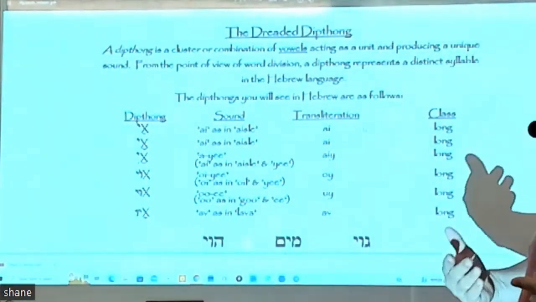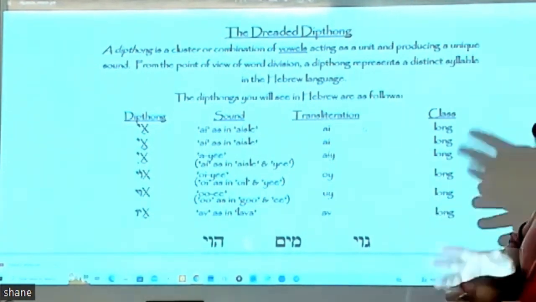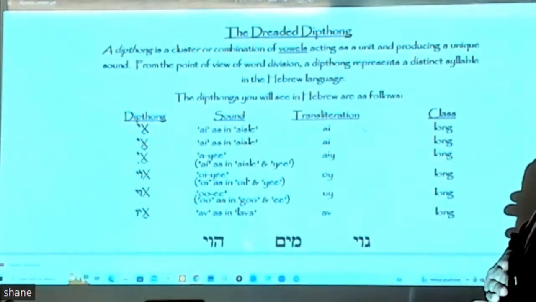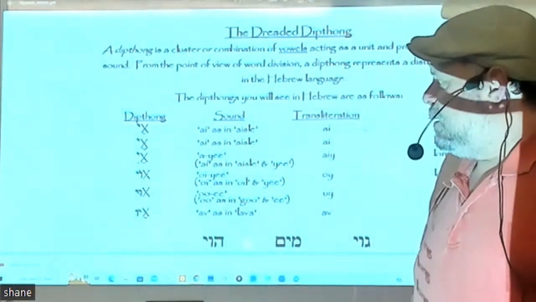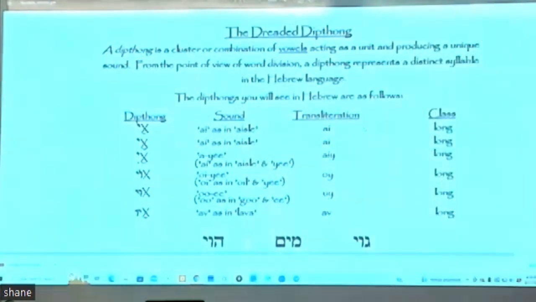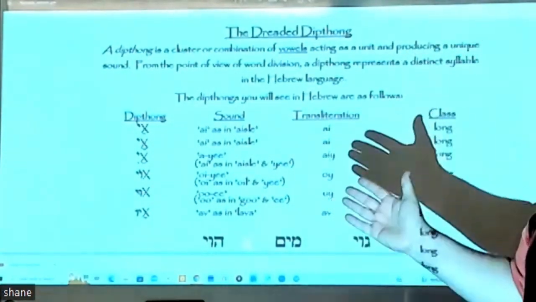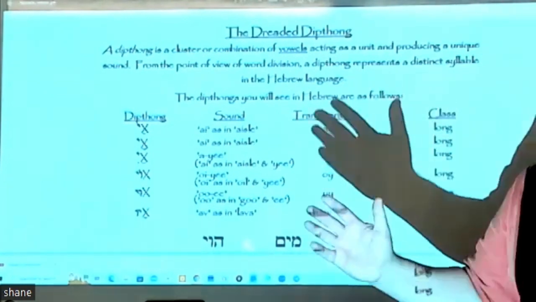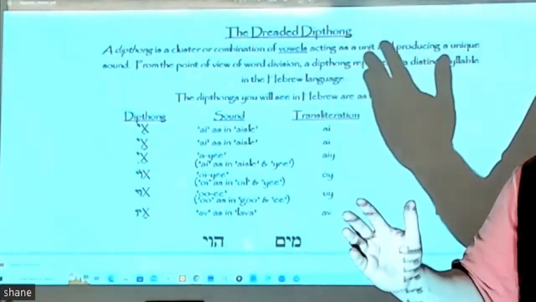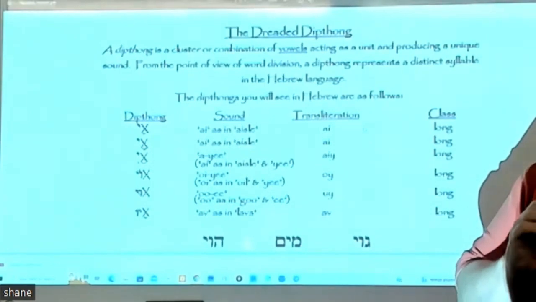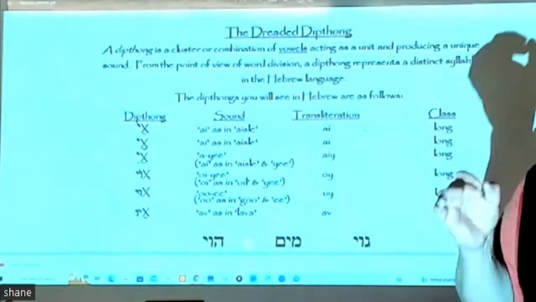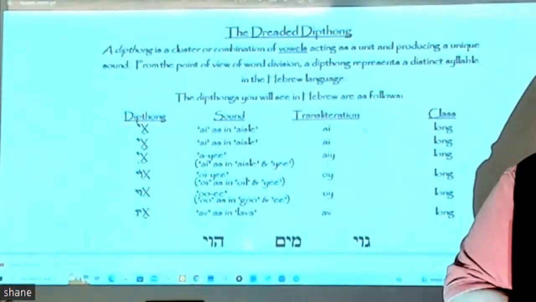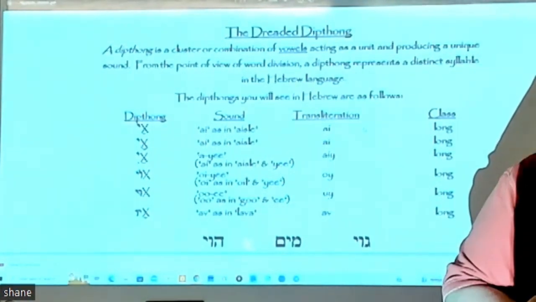So then the very next diphthong that we have is a consonant sound followed by wa. It's a cholem wa and then a yud. So the sound is oyi.